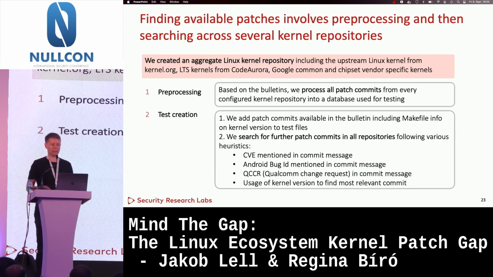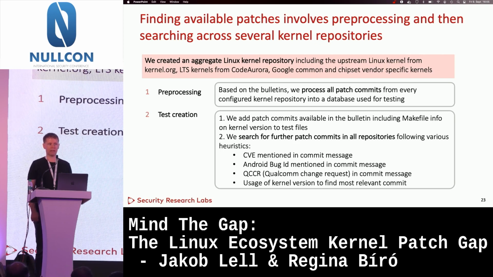So, first of all, let's take a look at the process of finding the different CVEs. First of all, we have to find the vulnerabilities. The main source is the Android Security Bulletin, which is released every month by Google, and it typically contains a number of kernel patches. From there on, we can try to find commits patching the vulnerability.